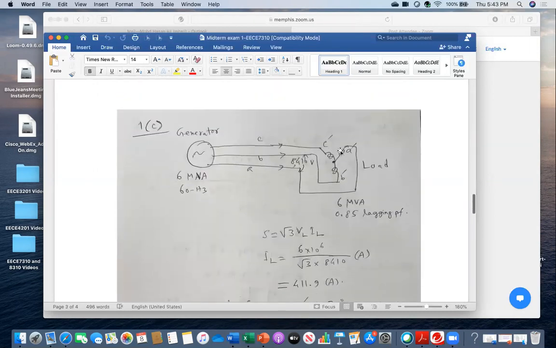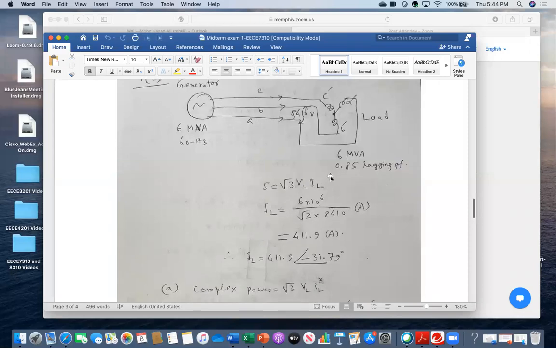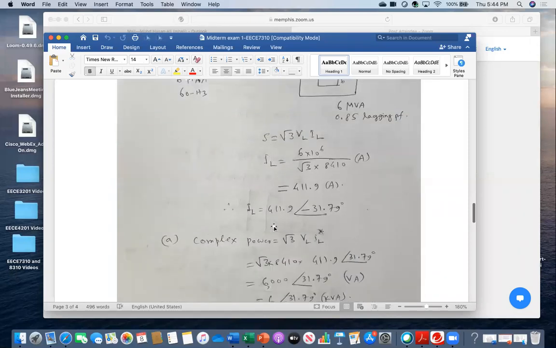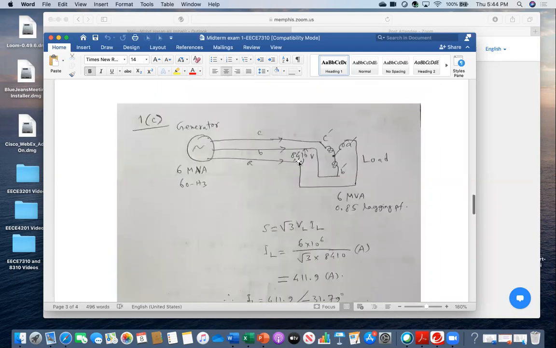So you see the Y-connected load, and this side the power source has 6 MVA, 60 Hertz. This is the line-to-line voltage 8410, and this is the specification or the parameters for the load: 6 MVA, 0.8 lagging power factor. So you see, first what I am doing, because to calculate the complex power, you need the current, because it is √3 VL IL conjugate. So you know VL, line-to-line voltage 8410, but you need to know what is the line current flowing that is going to the load.